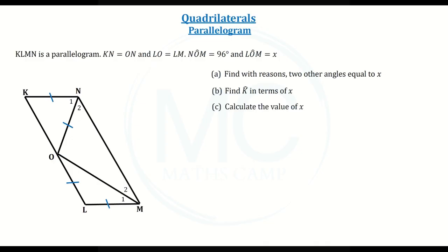The question also tells us that angle NOM is 96 degrees. So let's put this angle into our diagram over here for NOM. It also tells us that angle LOM has a value of x. So let's put x into our diagram for angle LOM. Now we can start with part A.